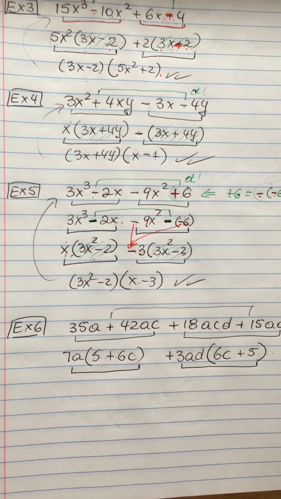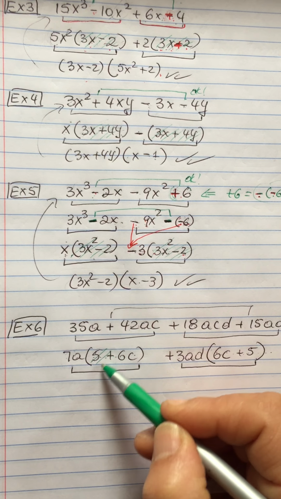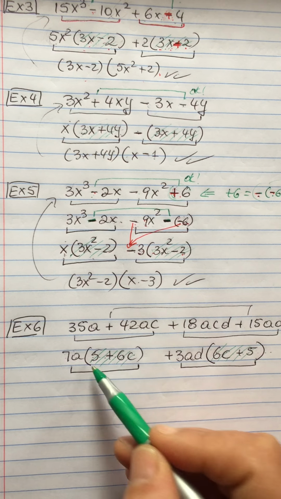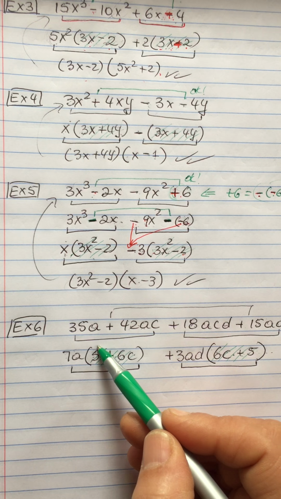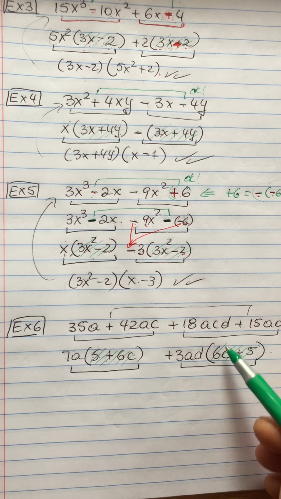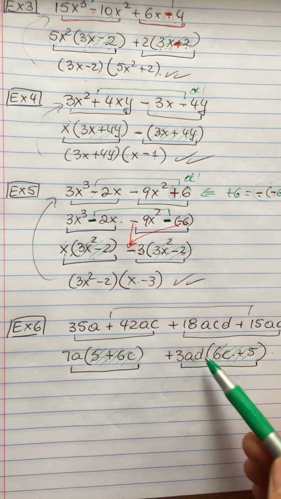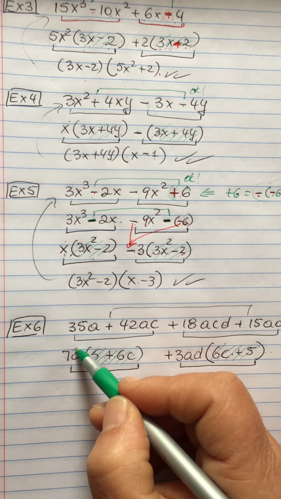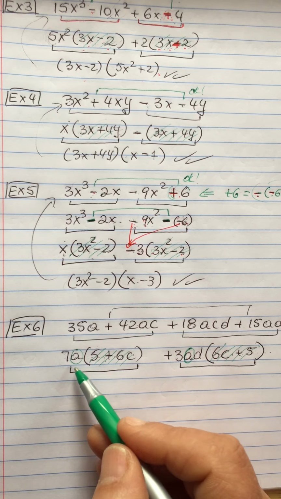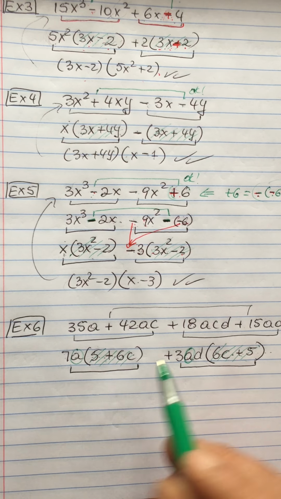Now check both groups. So what do they have in common? They have a binomial in common. So even though the order here is different, they are the same binomial. Why? We have a positive 5, a positive 5. We have a positive 6c, a positive 6c. So you can read 5 plus 6c or 6c plus 5, it is the same. So they have a binomial in common. And what else? They also have A from the monomials. So now we have A in common from the monomials and binomials in common also.